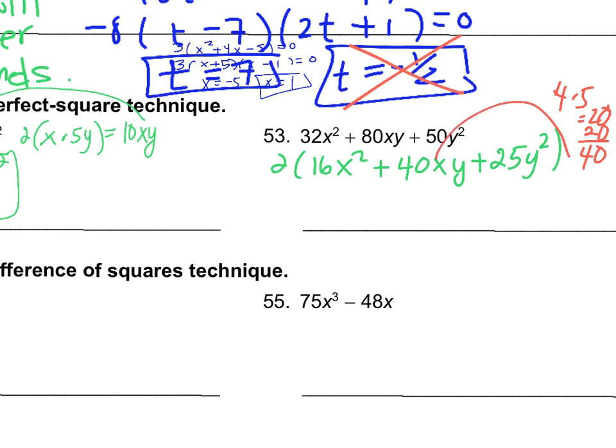So we're going to keep our 2, and then we're going to have a square. So the roots were 4 and 5, and of course our letters are x and y, and the sign from the middle term goes here, which is a plus, and then we have it squared. So that's our answer. 2 parentheses 4x plus 5y to the second power.